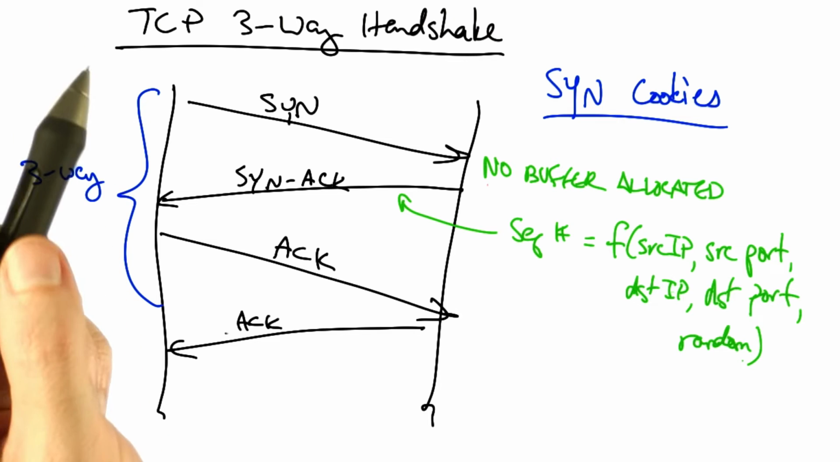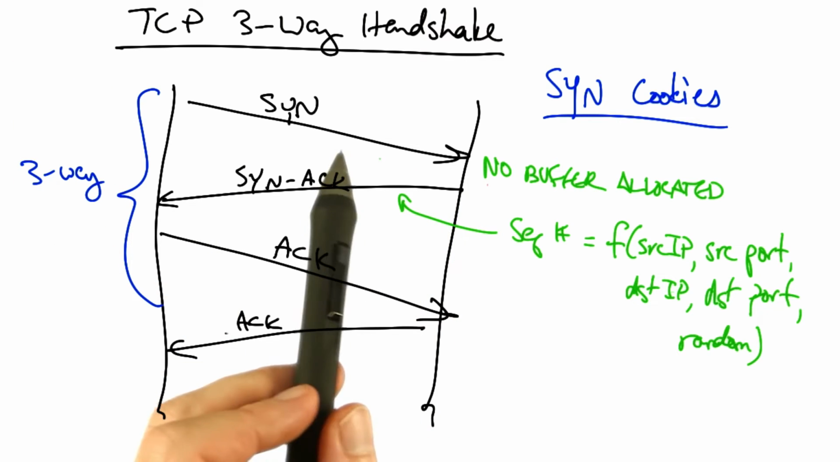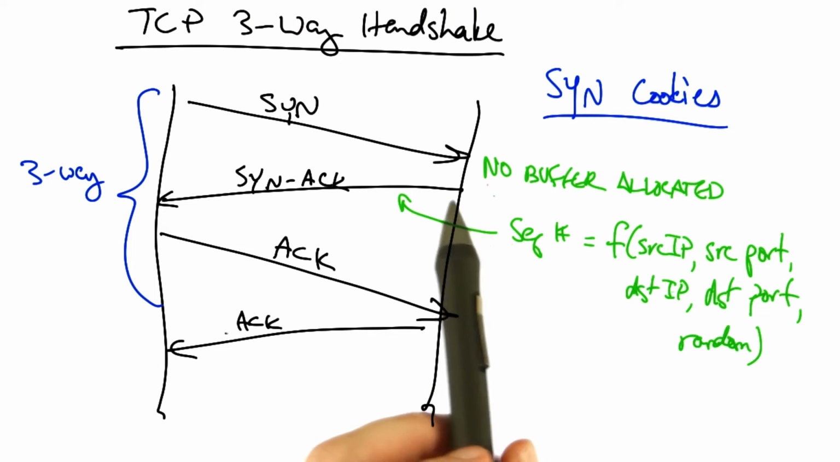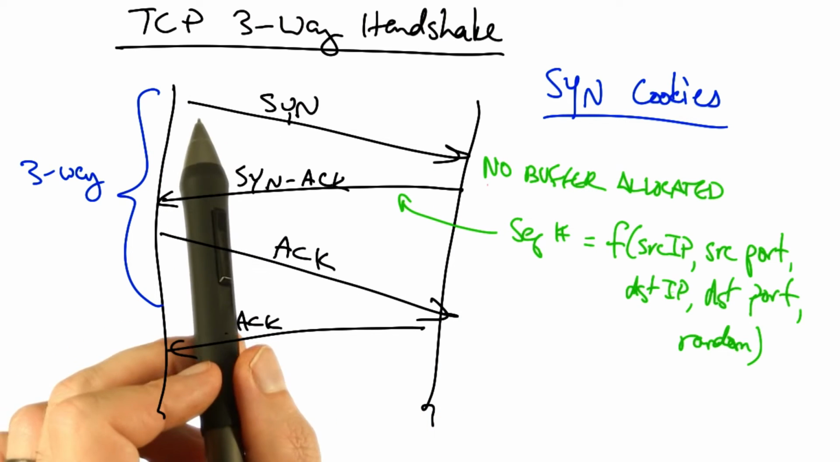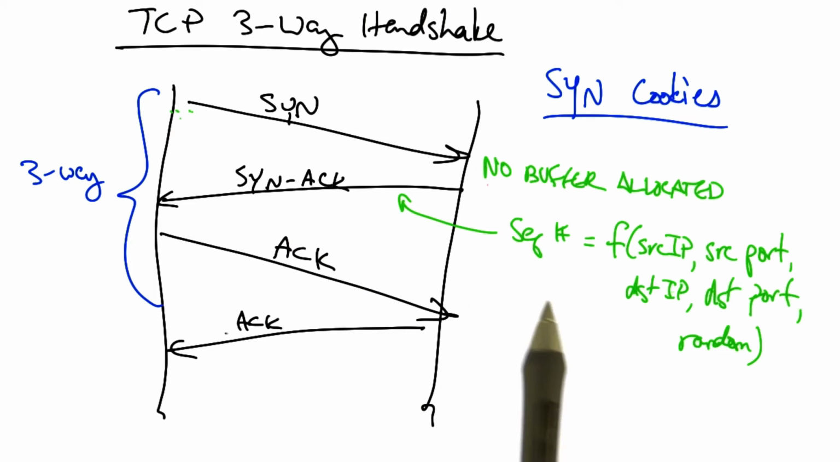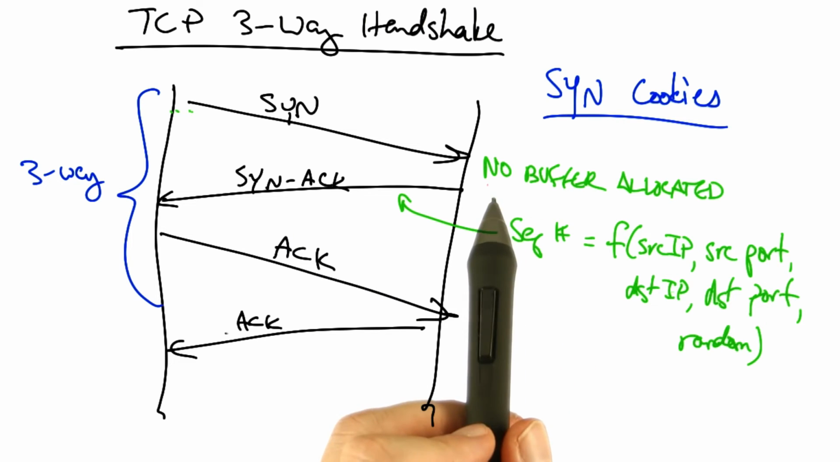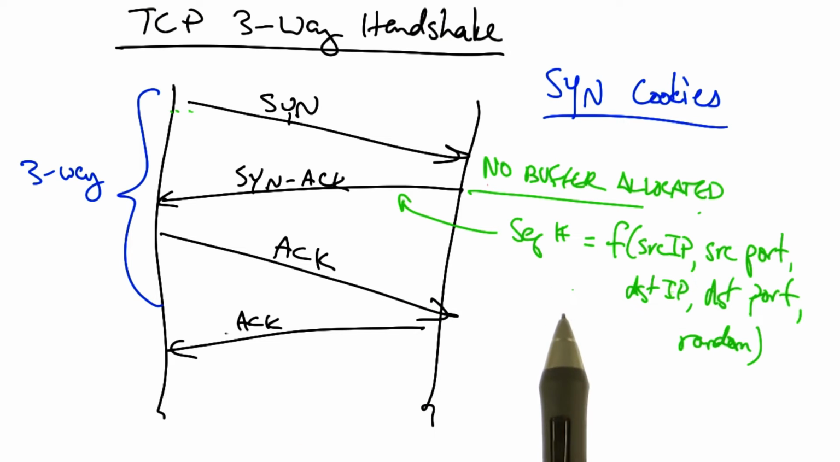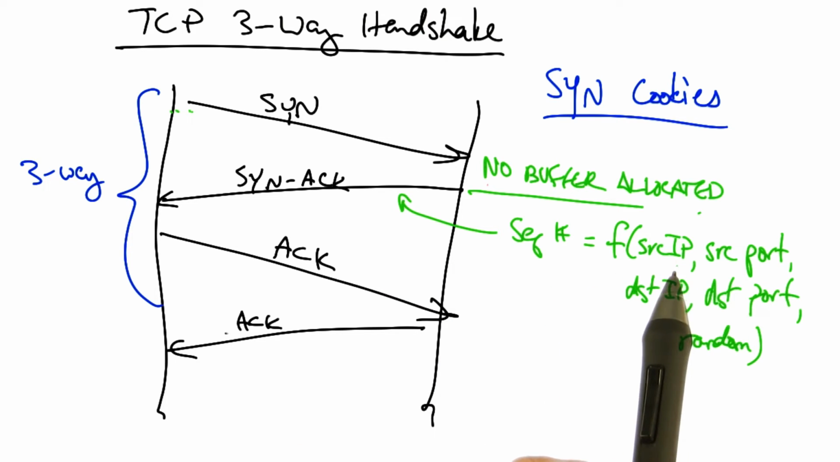In the TCP SYN cookie approach, when the server receives a SYN from the client, instead of allocating a socket buffer for the tuple associated with the connection, the server keeps no state and instead picks an initial sequence number for the connection that's a function of the client's IP address and port and the server's IP address and port, as well as a random nonce to prevent replay attacks.